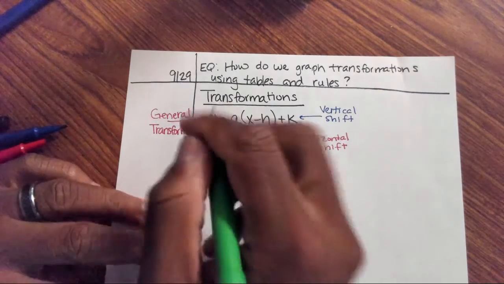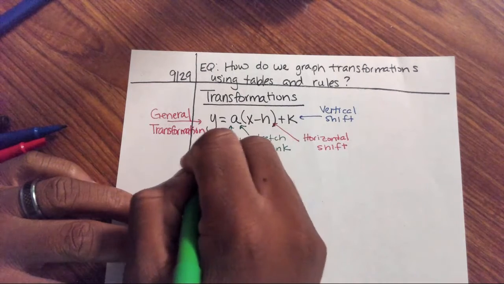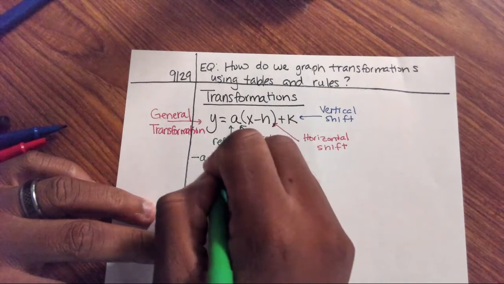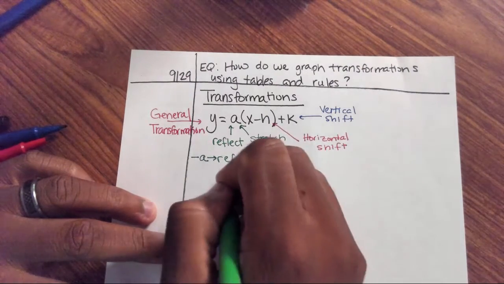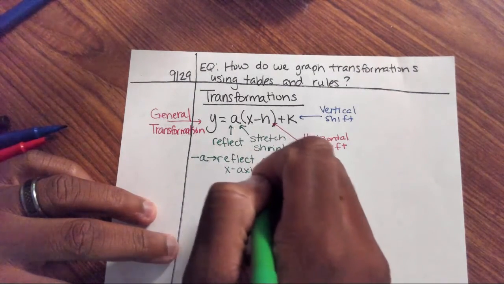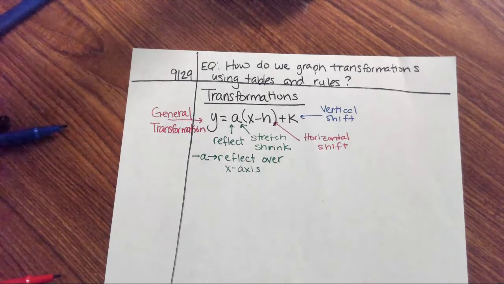The a value: when a is negative, a negative a reflects over the x-axis. We're only going to reflect over x right now, and we're not even going to do it today, we'll do it tomorrow. But negative a reflects over the x-axis.